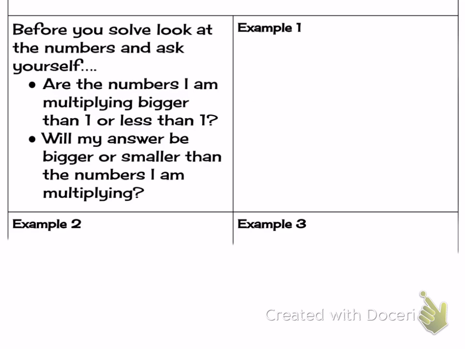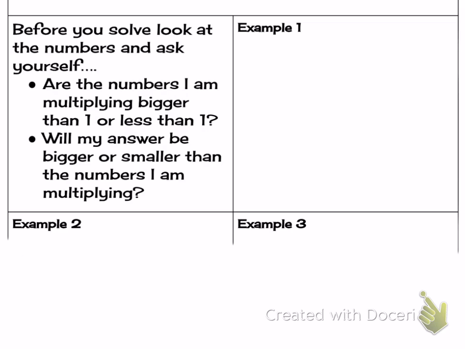So we're going to go through some examples now. Before you solve any of these problems, you want to remember to think about what we've learned in the last 2 lessons. Are the numbers you're multiplying bigger than 1 or less than 1? Because remember, if you're multiplying by a number that is less than 1, your answer will turn out smaller than the other number you're multiplying by. And that kind of answers the second question you're asking yourself. Will my answer be bigger or smaller than the numbers I'm multiplying?